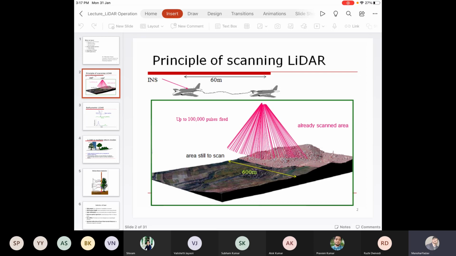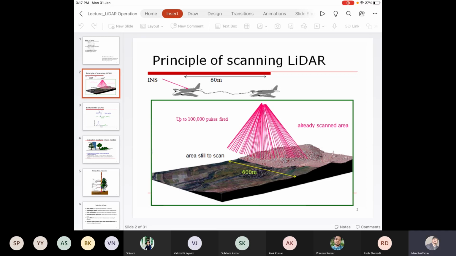And this 60 meter is the distance covered by the aircraft in 1 second. So it is determined on the basis of flying speed. So 60 meters is covered in 1 second, and the pulse firing rate of the LiDAR instrument is 100 kilohertz. So in 1 second, 100 kilohertz laser beams are fired, and in the same time, the 60-meter distance is covered by the aircraft.